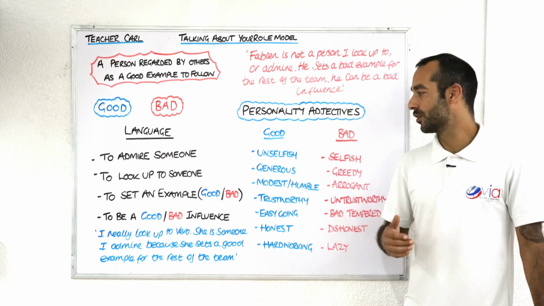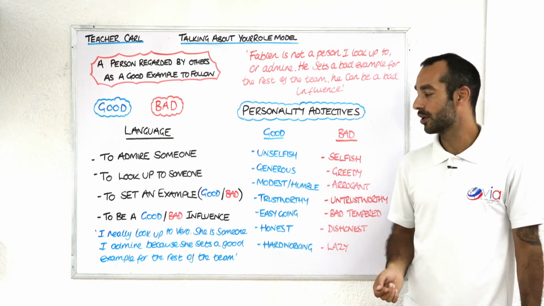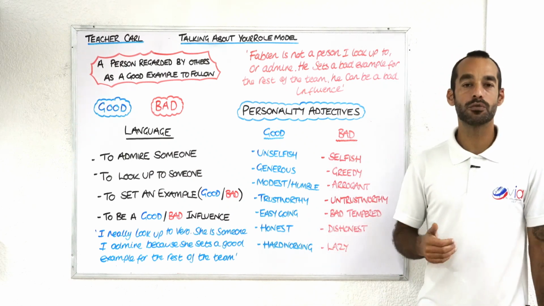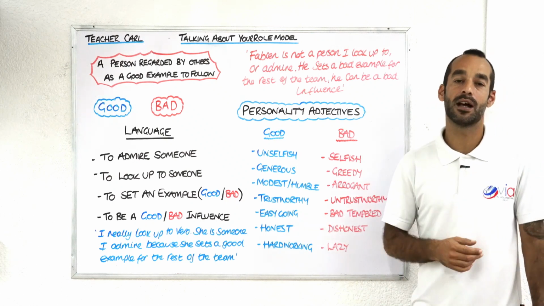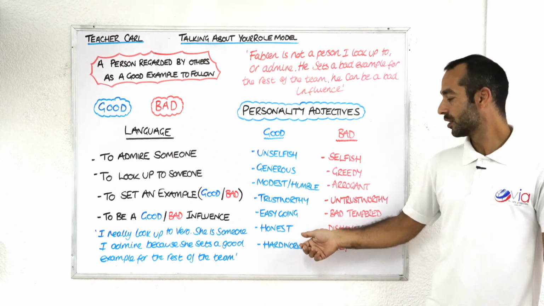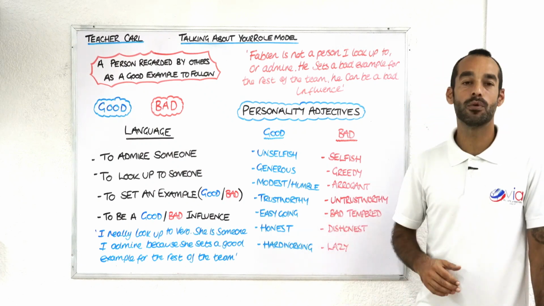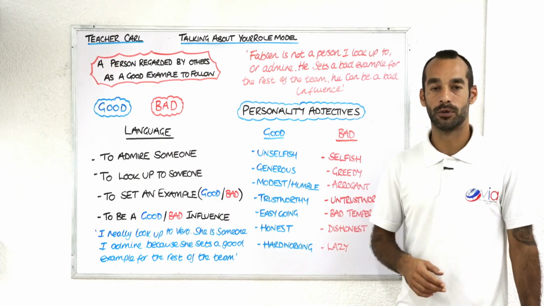So let's start with the good. You may describe your role model as unselfish, generous. Maybe they're modest or humble. It's always good when you have a trustworthy role model. And I particularly like somebody who is easygoing. Honesty is always the best key, and people who are hardworking are usually seen as good role models.